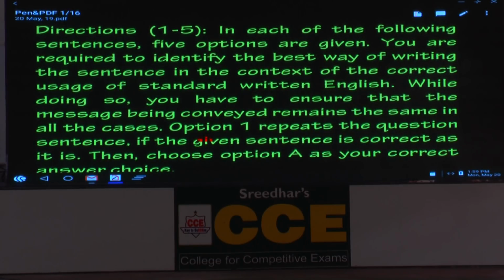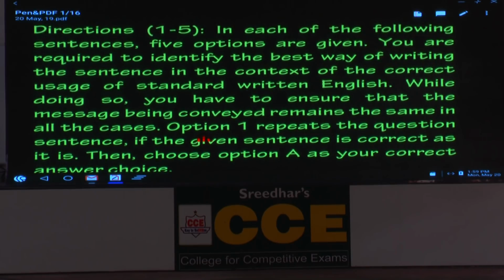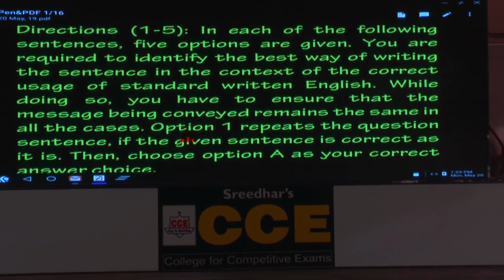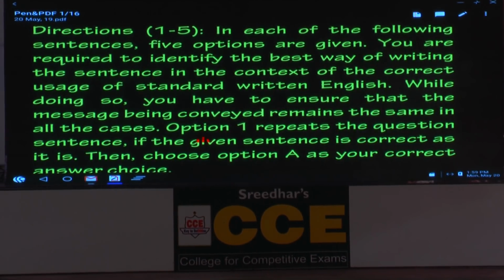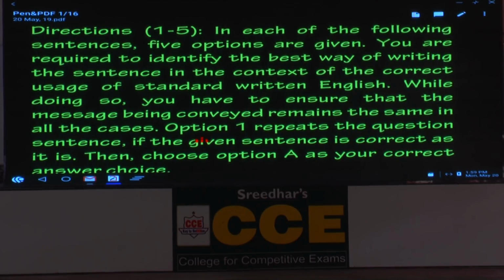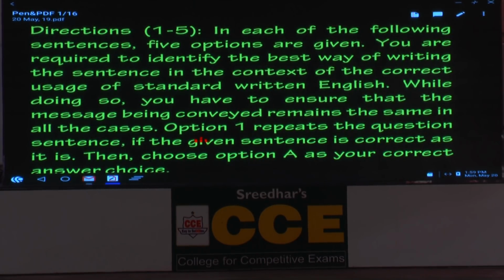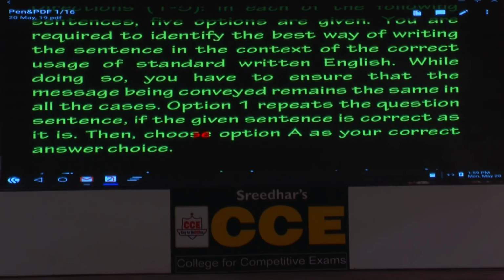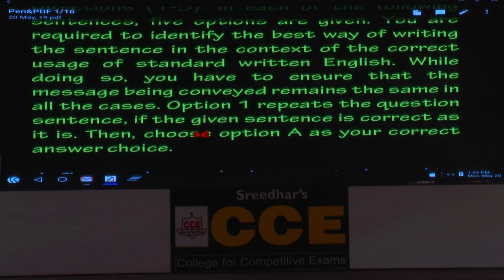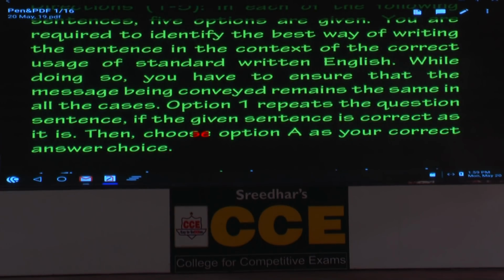The first 5 questions based on what? I'll read out the instructions. In each of the following sentences, 5 options are given. You are required to identify the best way of writing the sentence in the context of the correct usage of standard written English. While doing so, you have to ensure that the message being conveyed remains the same in all the cases. Meaning should not change. Option 1 repeats the question sentence. If the given sentence is correct as it is, then choose option A as your correct answer choice.